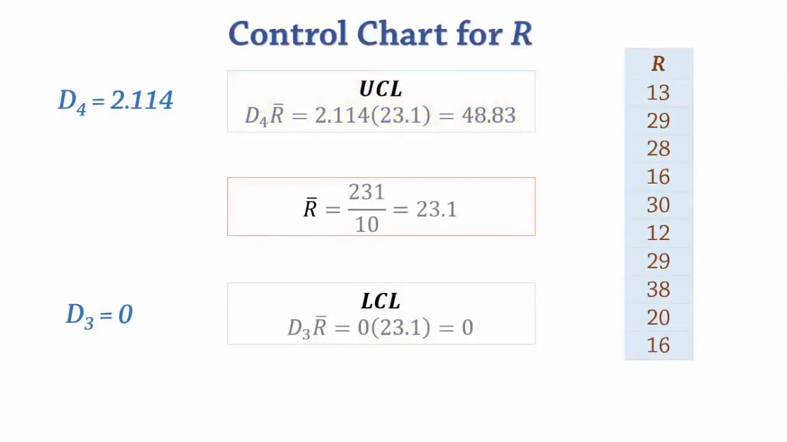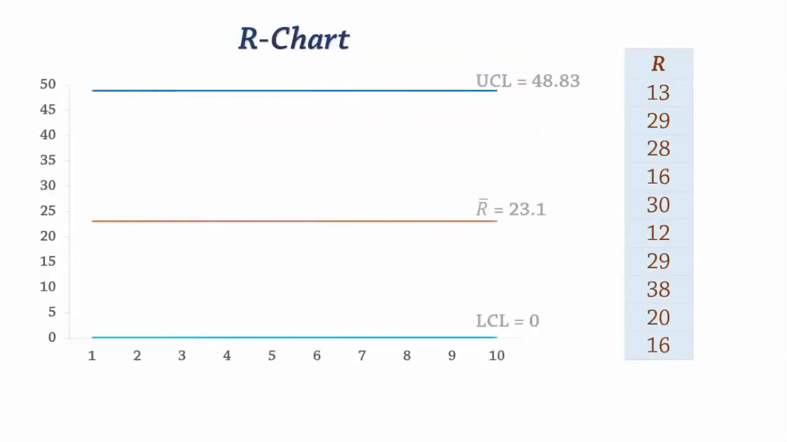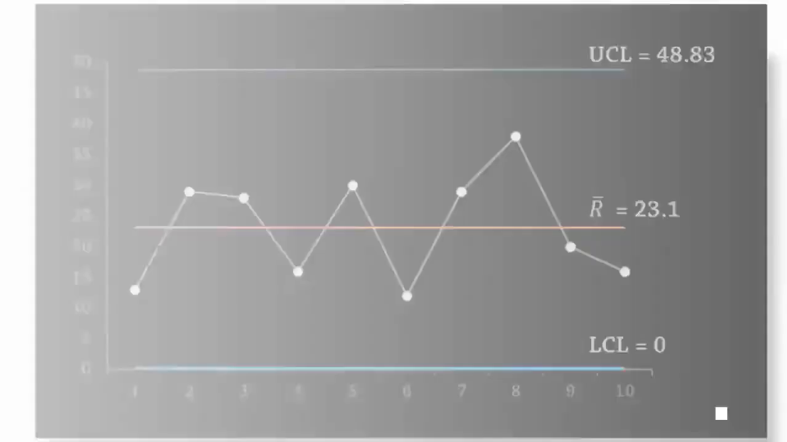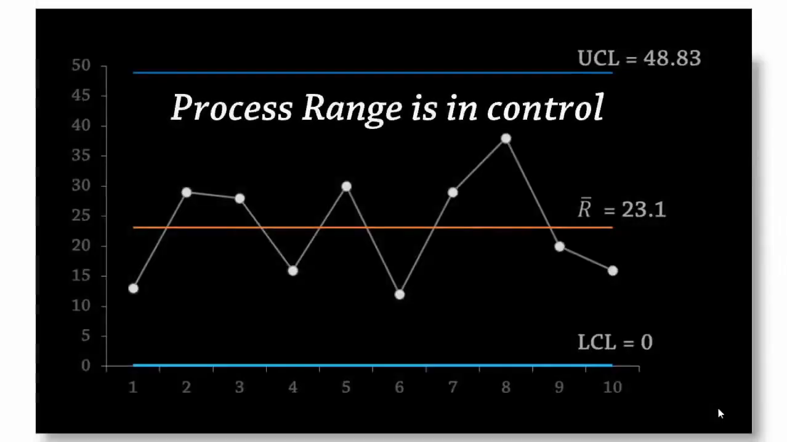For the chart, we can first draw the control limits. Next, the sample ranges as points. And finally, we join the points with lines. The R chart is now complete. The sample points appear random, and there are no points beyond the lower and upper control limits. We can say that the process is within statistical control.